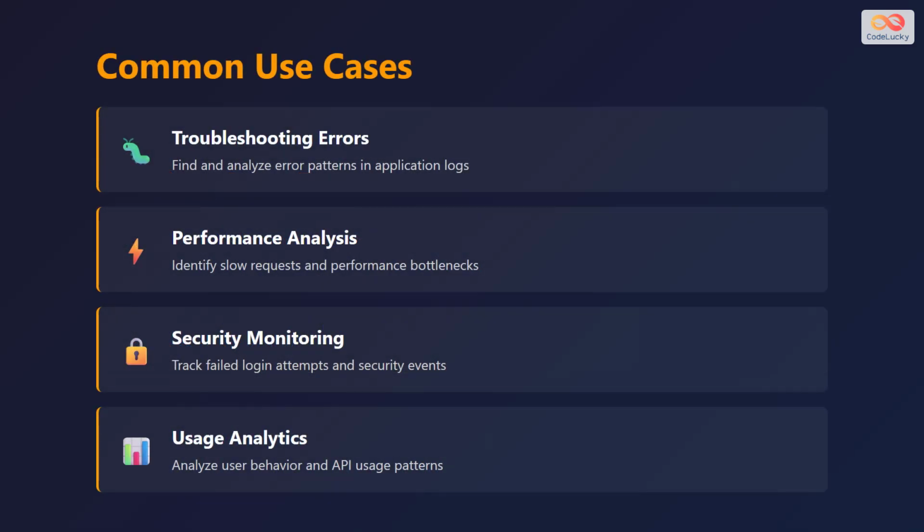CloudWatch Logs Insights excels at several common use cases. For troubleshooting errors, you can quickly find and analyze error patterns in your application logs. For performance analysis, you can identify slow requests and performance bottlenecks by analyzing response times. For security monitoring, you can track failed login attempts and suspicious security events. And for usage analytics, you can analyze user behavior and API usage patterns to understand how your application is being used.